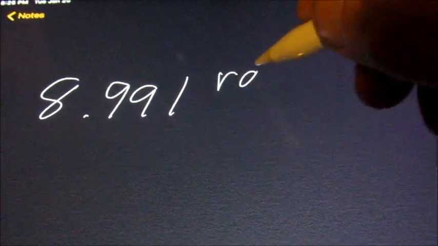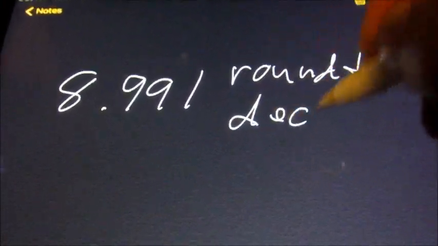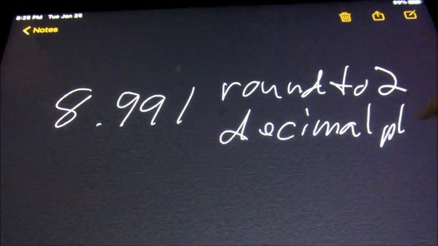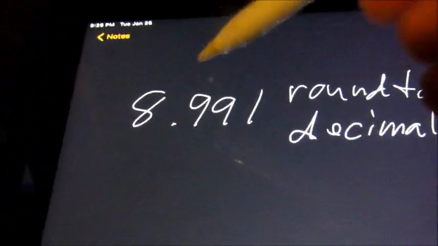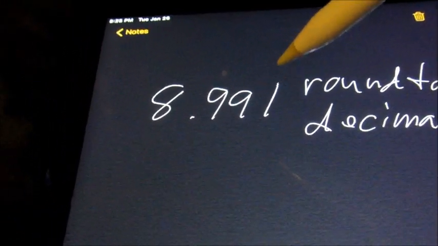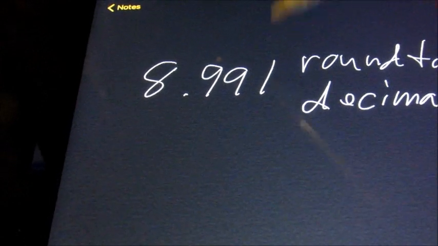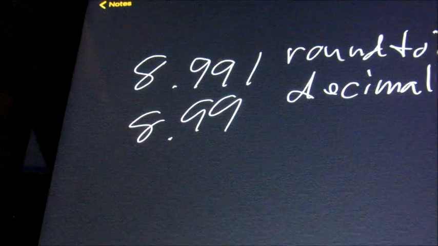Next, we're going to do more rounding, but it's going to have something like 8.991, and it'll say round to 2 decimal places. So here, it's a little bit easier. It's not saying round to the nearest hundredth, but we're going to look at the 2 decimal places, the number right before that, and it's less than a 5. So we round down, and this will just be 8.99.